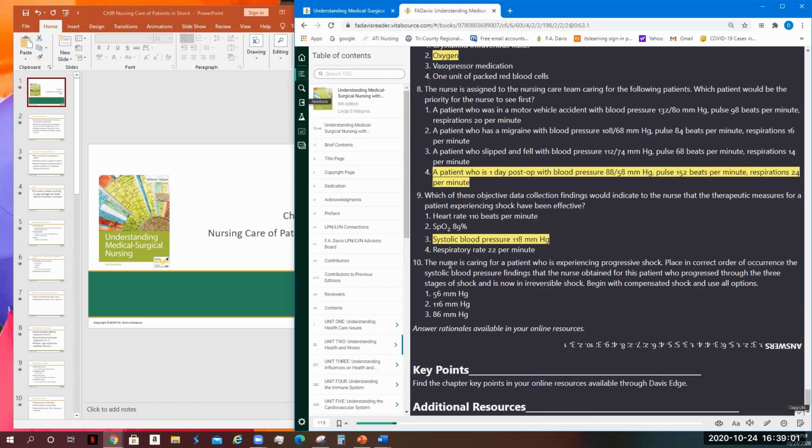Number 10, the nurse is caring for a patient who is experiencing progressive shock. Place in correct order of occurrence the systolic blood pressure findings that the nurse obtained for this patient who progressed through the 3 stages of shock and is now in irreversible shock. Begin with compensated shock and use all options. So, in this case, the first one is going to be the highest one, which is 116. And then the next one is going to be this 86, and then just before imminent death, it's going to be 56 and probably dropping.